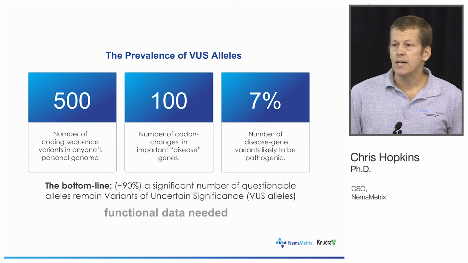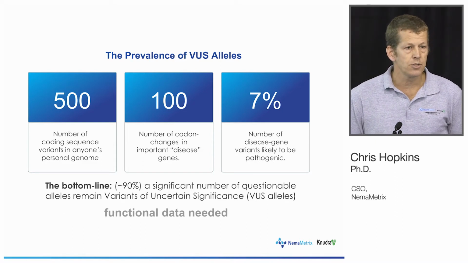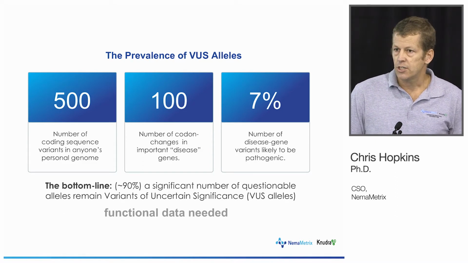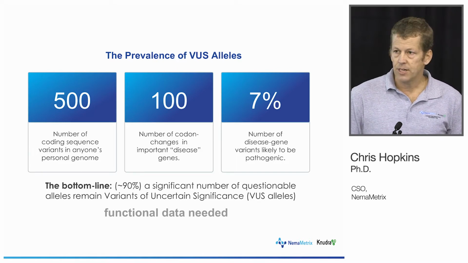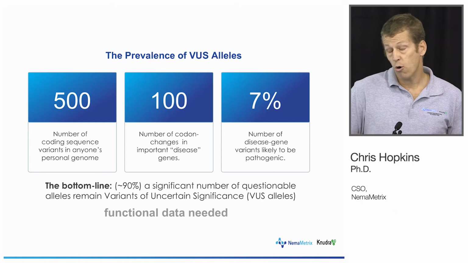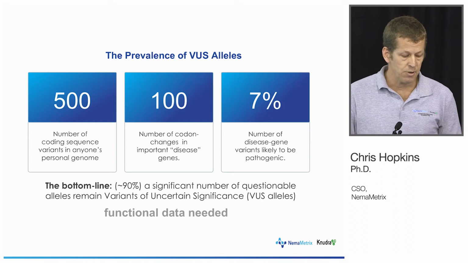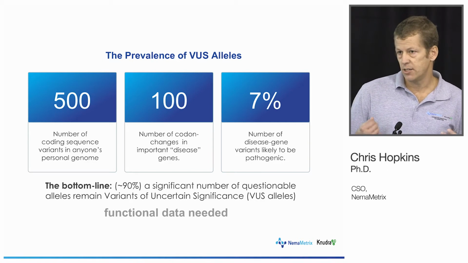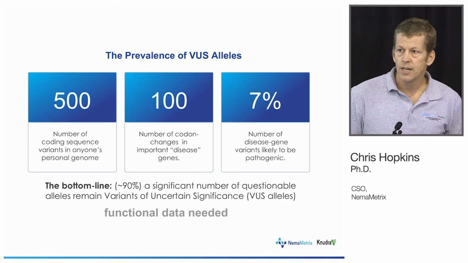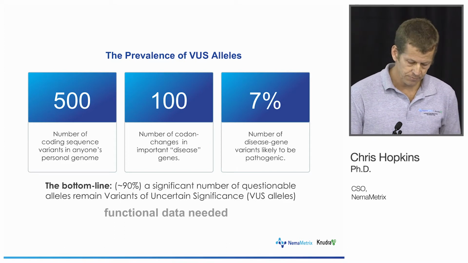What about the remaining 93%? What do we know about those? Well, currently not too much. These are the variants that are either variants of uncertain significance, or they're variants that just have not had assignment for them yet. There is a big need for functional data that will help us determine whether a particular variant is pathogenic or not.